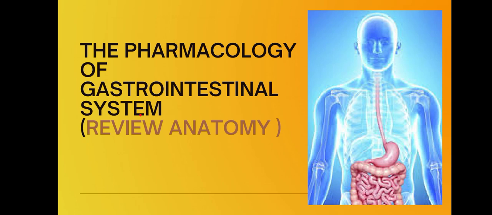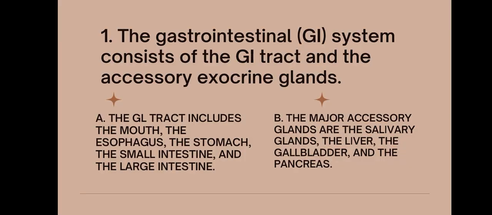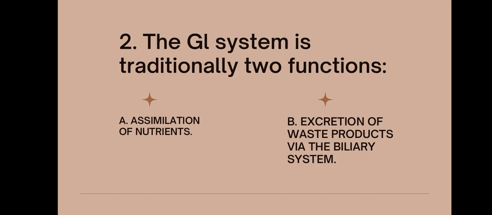My topic is all about the pharmacology of the gastrointestinal system, just a review of the anatomy of the GI. First, the gastrointestinal or GI system consists of the GI tract and the accessory exocrine glands. The GI tract includes the mouth, the esophagus, the stomach, the small intestine, and the large intestine. The major accessory glands are the salivary glands, the liver, the gallbladder, and the pancreas.